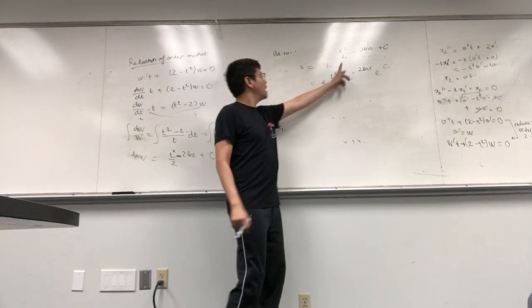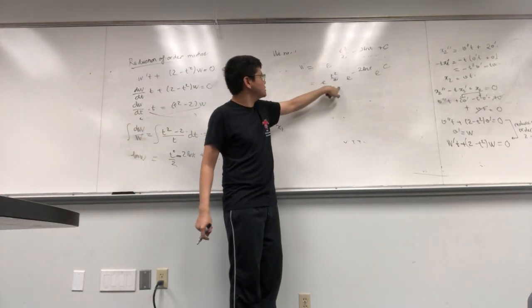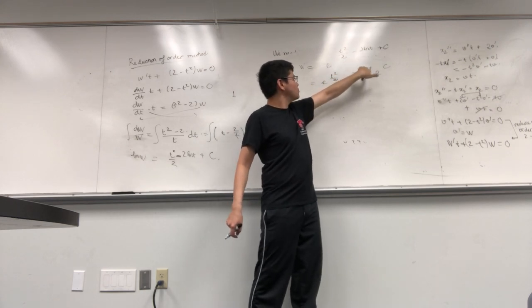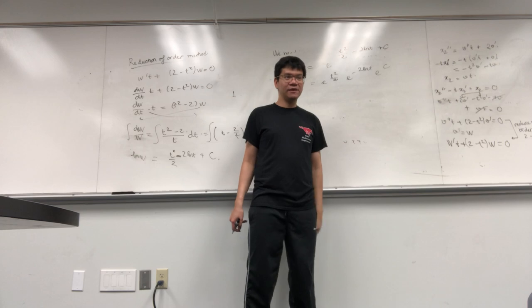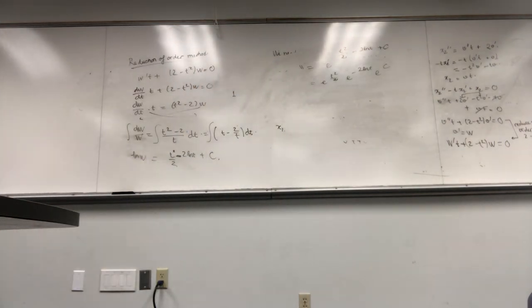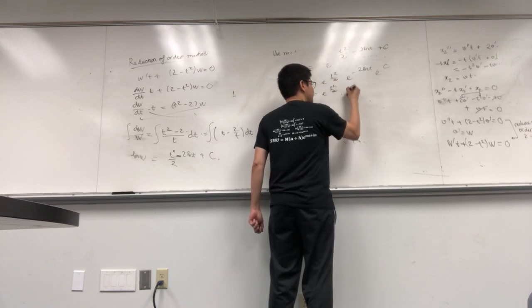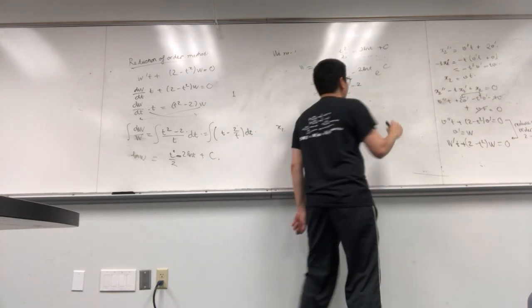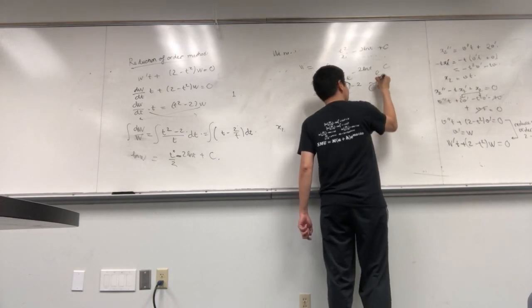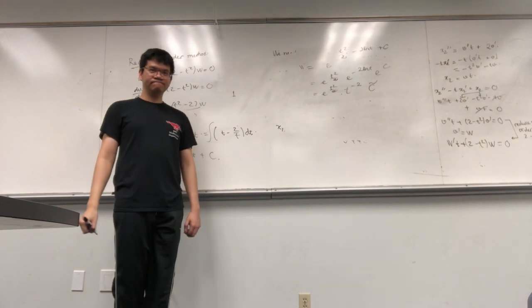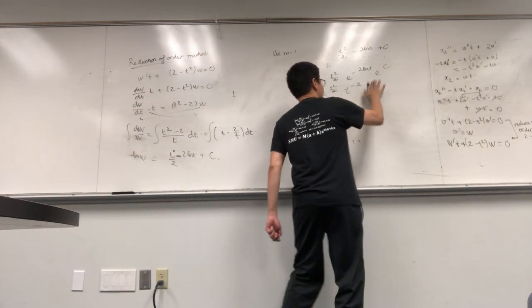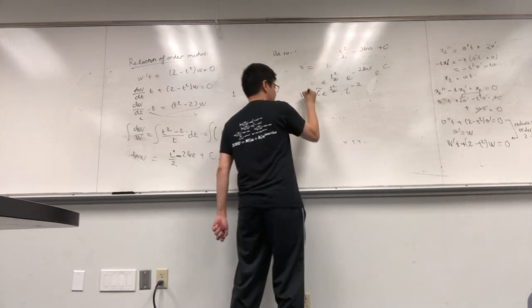So this e to the t squared over 2 is the same e to the power minus 2 log t, and then I have e to the c. So how can I simplify this? Could it be e to the t squared over 2 times t to the negative 2 times c? So here I have e to the t squared over 2 times t to the power minus 2, and then I have a constant c tilde. The constant c tilde, I'm going to put in front.